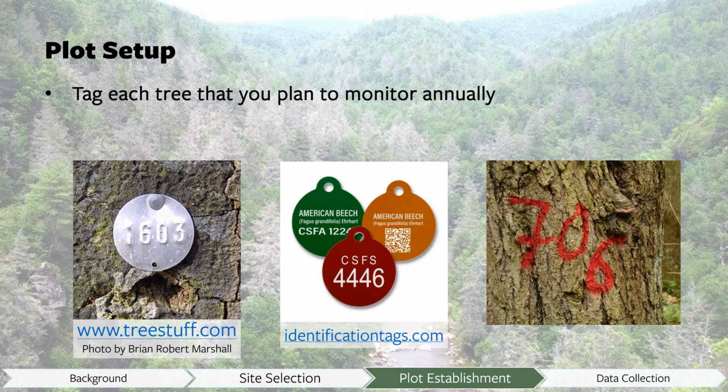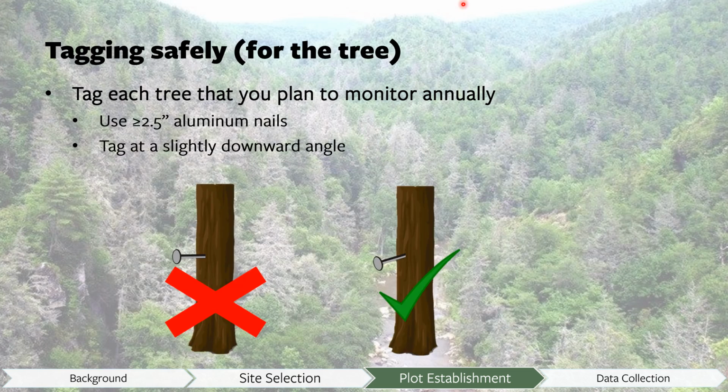So a couple of tips about safely tagging your trees. If you are using tree tags with a nail, you'll want to make sure that you use about a 2.5-inch aluminum nail to not hurt the tree. And then you want to make sure that you tag that at a slightly downward angle.